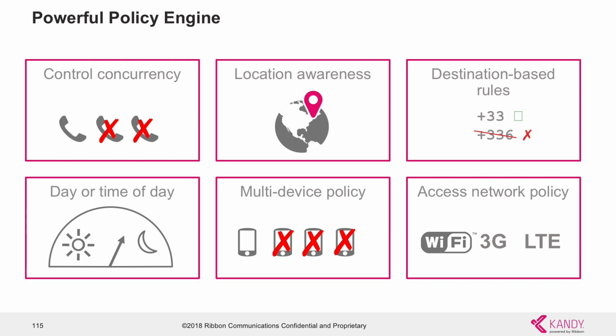Inside Kandy Consumer Solutions, there is a powerful policy engine that allows service providers to modify some settings and manage the way their customers use the service. For example, you can define which is the maximum number of concurrent calls that you're going to allow, or if you're going to limit the service based on the user's geographical location, or if you want to allow them to dial a certain country code or not, if you want to limit functionality based on day or time of the day, how many active devices they can have in their account, and finally, which network type you're going to allow them to use, just Wi-Fi, 3G, LTE, or any combination.